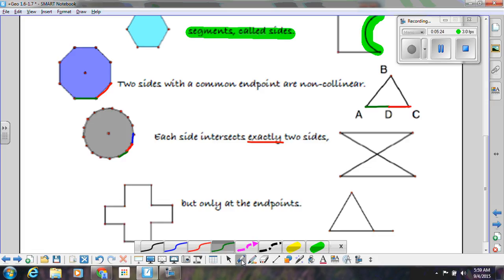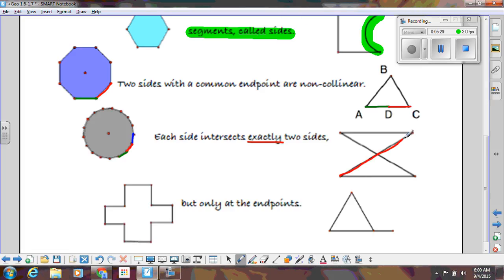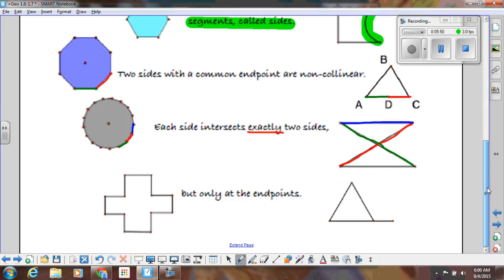Whereas over here, if I'm talking about, let's say, this diagonal side, this red side, it touches this green diagonal side. It touches the top side, and it touches this bottom side that's black. So it's touching three sides, and that violates that exactly two sides part. So on the beginning page, that's why that one's not a polygon, if you were wondering about that one.